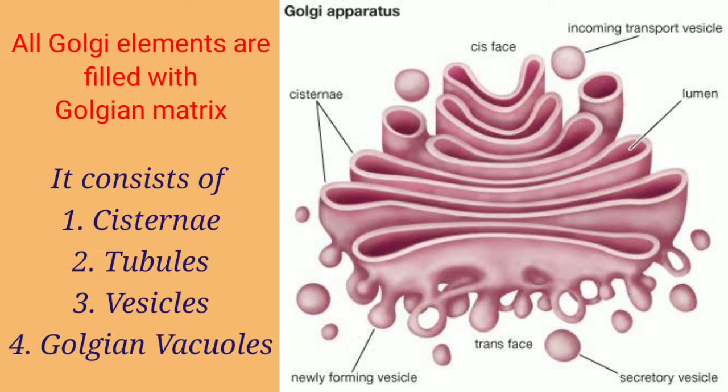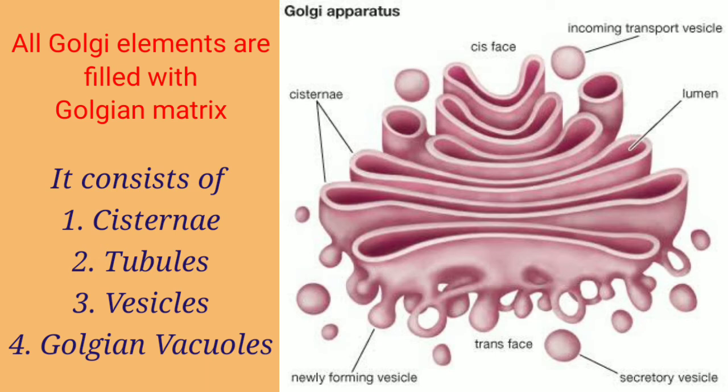Then comes the vesicles. So vesicles are small, oval, round sacs of 20 to 80 nanometer in diameter, and they are generally found attached to the tip of the tubules. And they are of two types. One is the smooth-walled and another one is the coated. The smooth vesicles contain secretory substances. That means they are secretory in function, and so they are also called secretion vesicles.